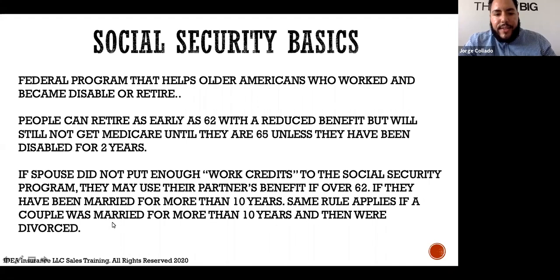Same rules apply if a couple was married for more than 10 years and then were divorced. So if you're no longer with that partner, but you were married for more than 10 years, you bring that marriage certificate to the Social Security office and you can apply for their benefit. They will not take from his check or her check, but it's called spouse benefit. They'll give you a portion of his entitlement, and they will not take anything from his. You just get some of what he worked. It's called spousal benefit. So that's something good to know if you have a case like that.